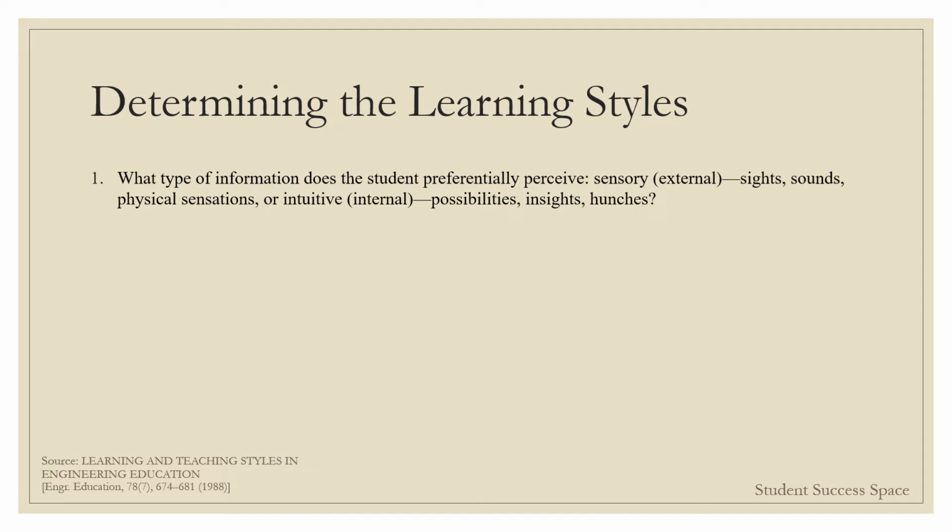First, what type of information does the student preferentially perceive? Sensory, which is external, sights, sounds, physical sensations, or intuitive, which is more internal, like possibilities, insights, or hunches.